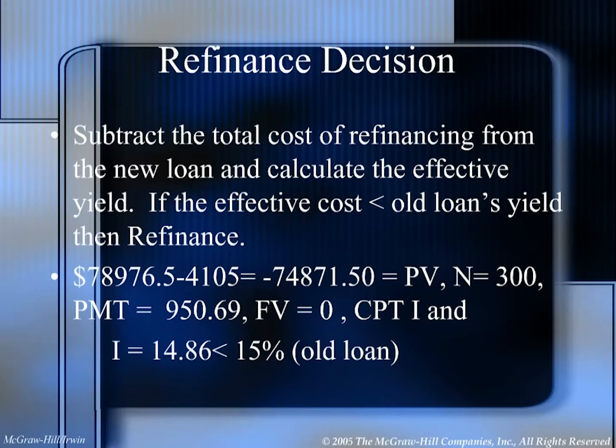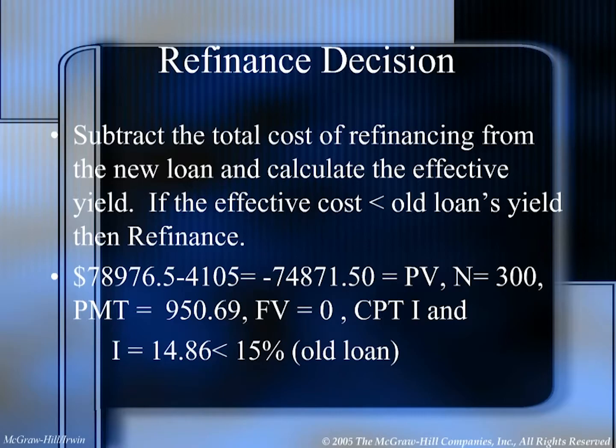So for the refinancing decision, we subtract the total cost of the refinancing from the new loan and calculate the effective yield. And if that effective cost is less than the old loan's yield, then we refinance. So for example, in this case, we have the 78,976, subtract out the 4,101, and we put that in for our present value.